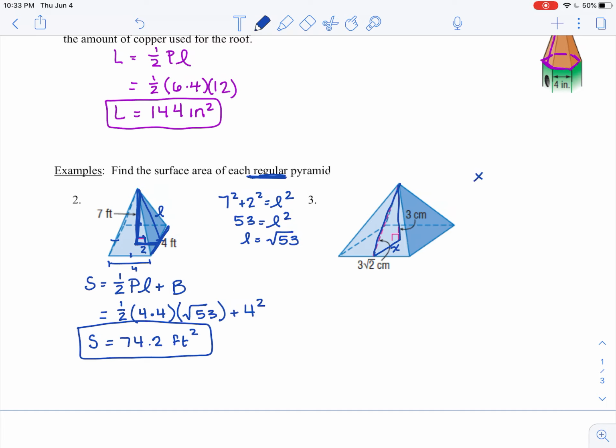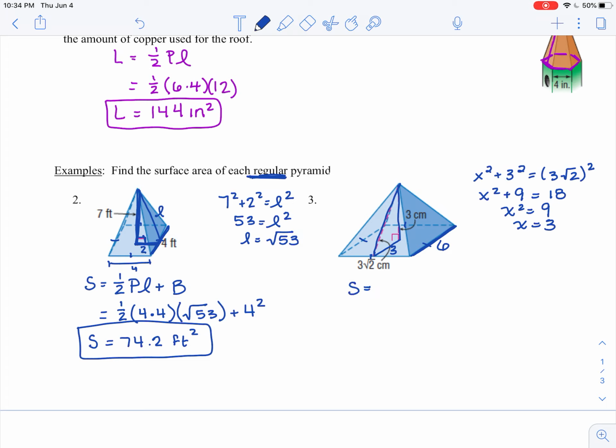So we have x squared plus 3 squared equals (3√2) squared. So x squared plus 9 equals 18, which means that x squared is 9 and x is 3. x is the length of the bottom of our triangle. If the bottom of this triangle is 3 units long, that means that every side is twice that length, so the side will be 6 units long. And since it's square, all 4 sides of the base will be 6 centimeters.